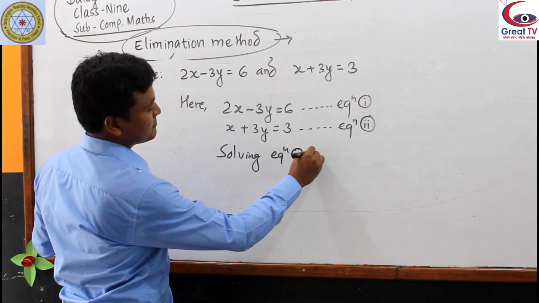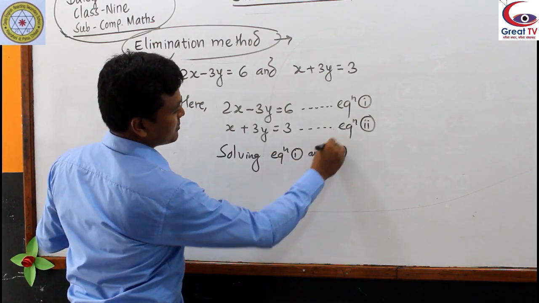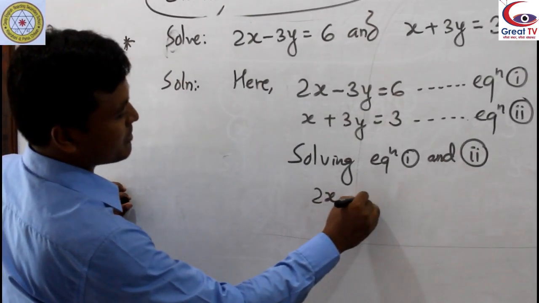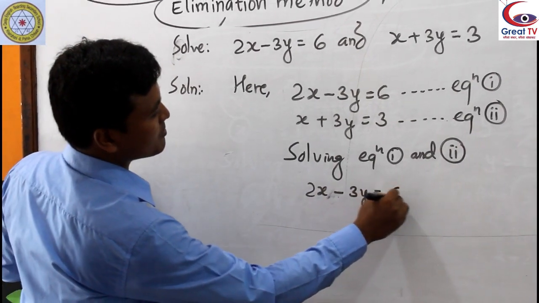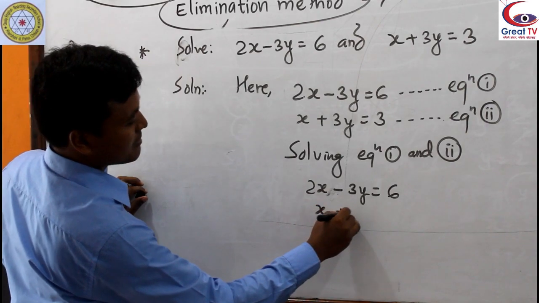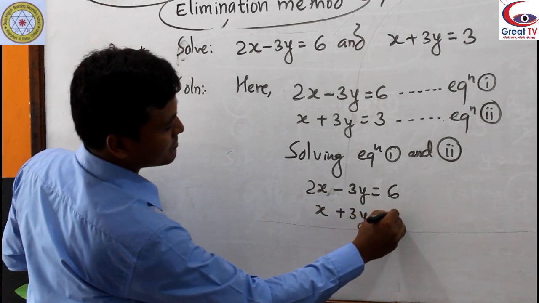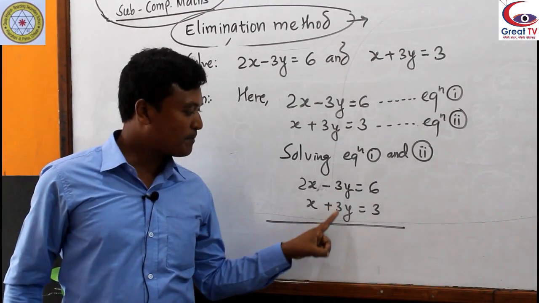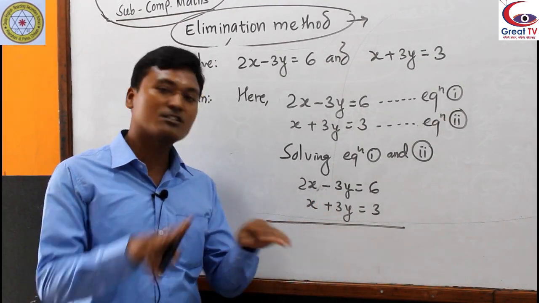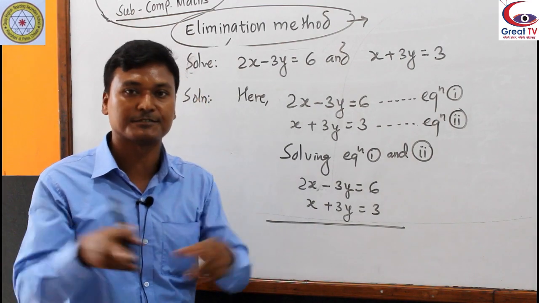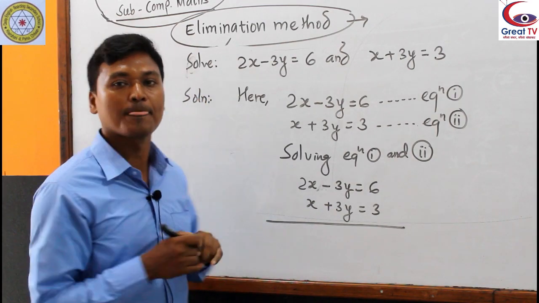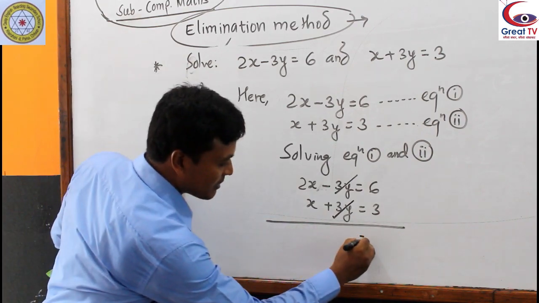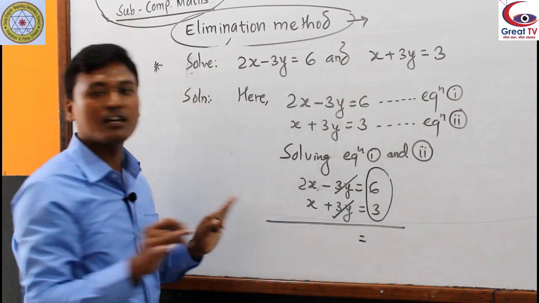Equation first and second. 2x minus 3y is equals to 6, x plus 3y is equals to 3. Minus 3y plus 3y can be cancelled directly. So here the sign does not change, it means we are adding. When adding, we do not need to change the sign, just solve directly. Minus 3y plus 3y cancelled.